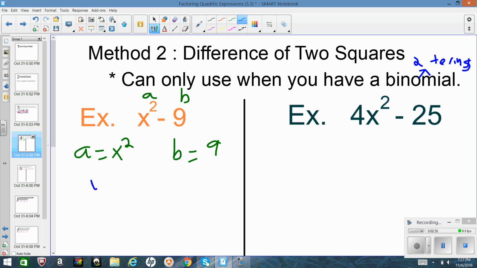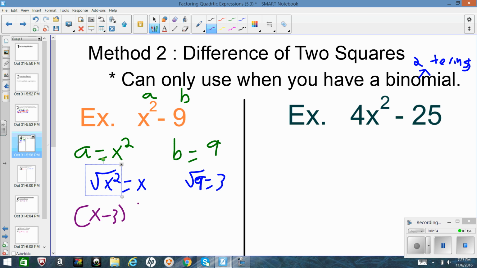I'm going to take the square root of each. The square root of x squared would be x. The square root of 9 would be 3. Now whatever you get when you take the square root, you're going to write 2 terms. One's going to have a plus and one's going to have a minus. So my factors would be x minus 3 and x plus 3, which is my factored expression.